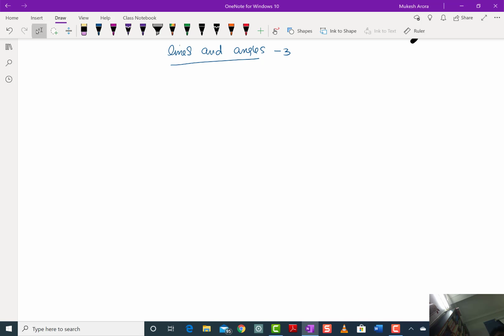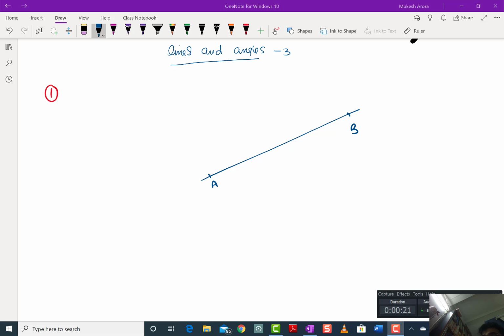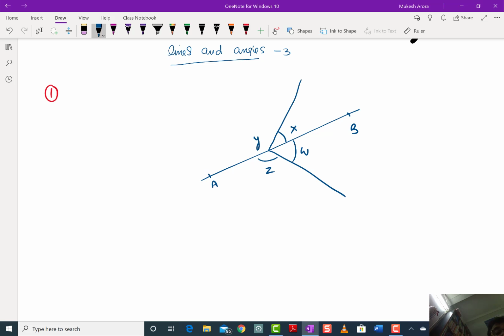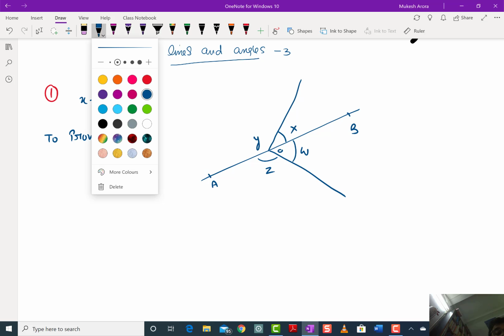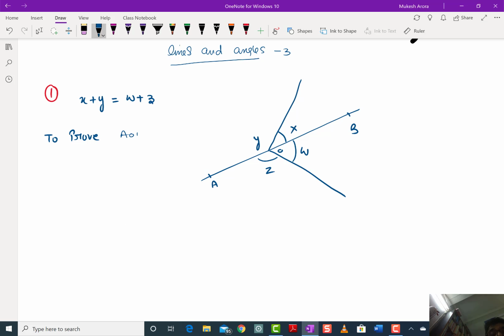Today we'll do the sums related to lines and angles. The first sum is, it is given that A and B, in this question given is x plus y is equal to y plus z. Prove that AOB is a straight line. Now proof.